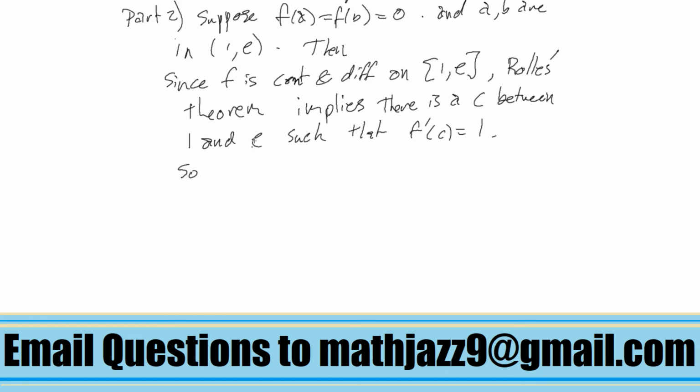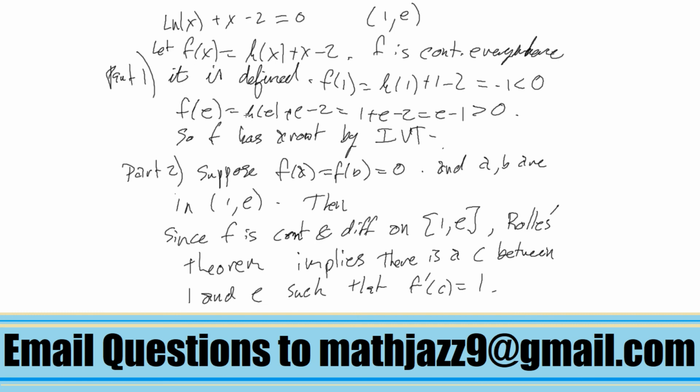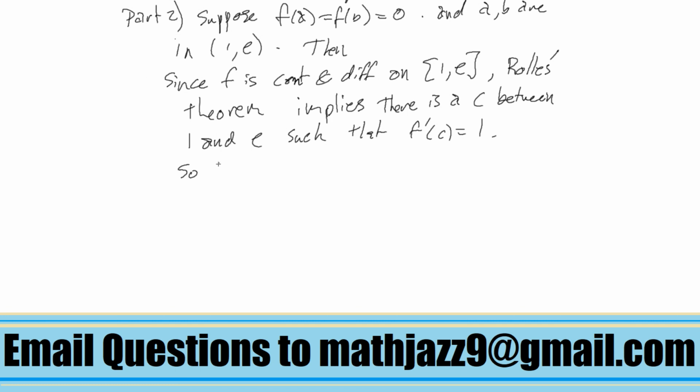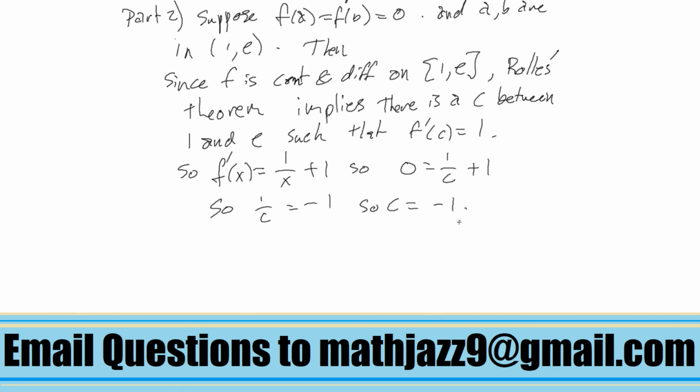So, well, we look up what f prime would be. We calculate it out: since f is ln x plus x minus 2, f prime of x equals 1 over x plus 1. Derivative of natural log is 1 over x. Derivative of x is 1. Derivative of negative 2 is 0. So we get 0 equals 1 over c plus 1. So 1 over c equals negative 1. So c equals negative 1.